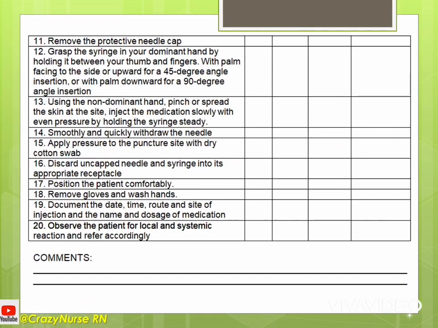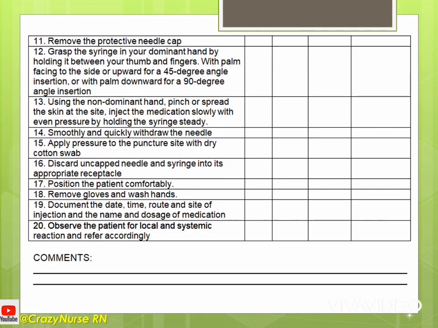Grasp the syringe in your dominant hand by holding it between your thumb and fingers, with palm facing to the side or upward for a 45-degree angle insertion or with palm downward for a 90-degree angle insertion. Using the non-dominant hand, pinch or spread the skin at the site.